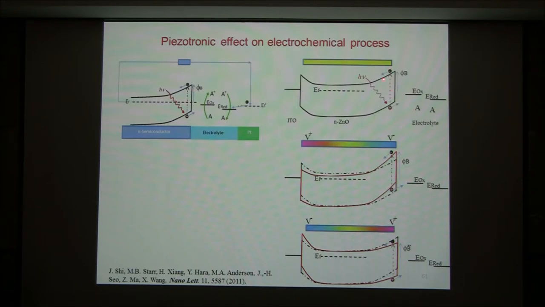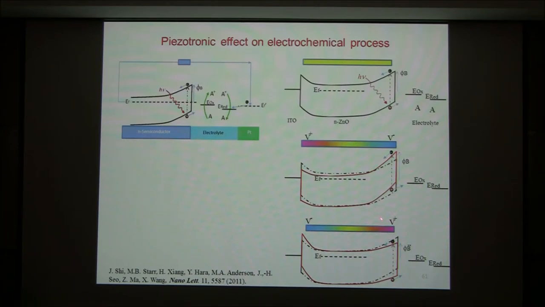The separation between the electron and the hole is determined by the geometric shape of the band. If you use the piezo effect to raise the band, raise the shorter barrier, it accelerates the electron separation and at the same time does not decrease the separation of the holes, so it's beneficial to the electrochemical process.